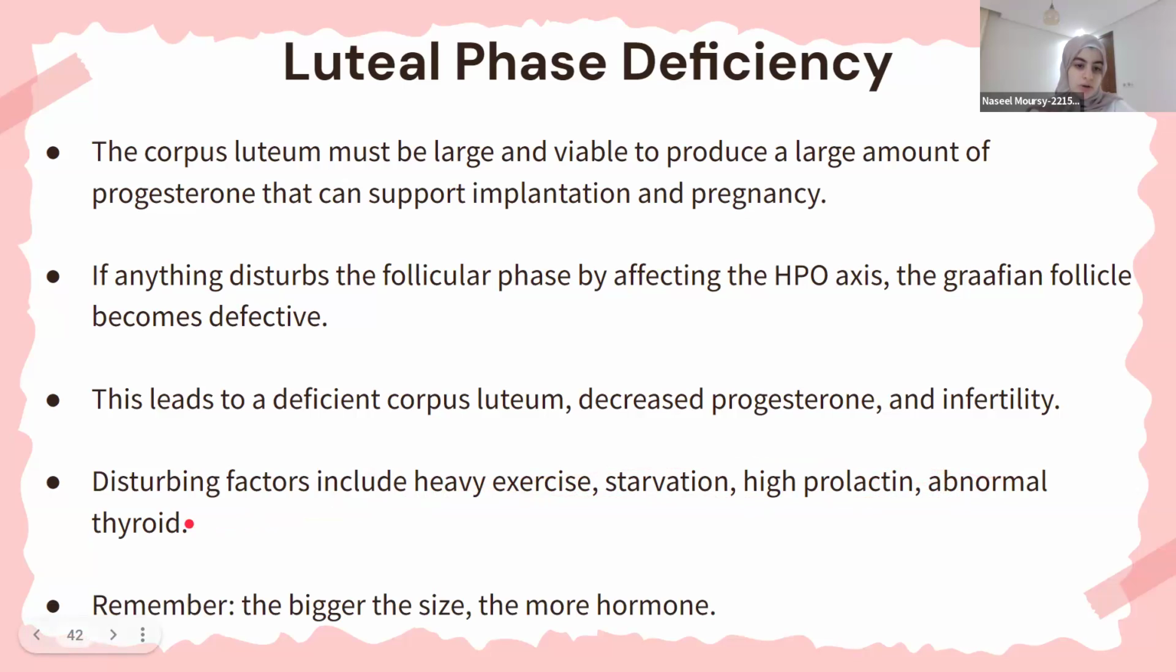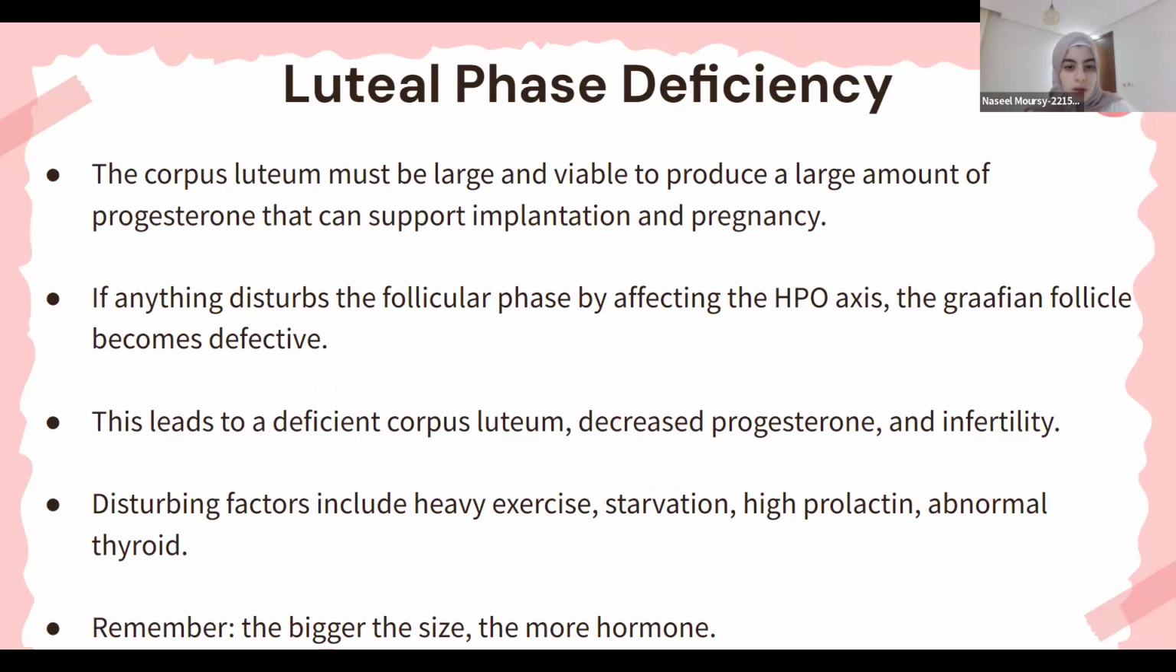Now, what does this show? This says that the bigger the size, the more the hormone, because the bigger the size of the corpus luteum, the more progesterone it will produce. Okay? Yeah, she'll be infertile. Yes, correct. Because the progesterone doesn't go up as much, so her wall isn't thick enough. So because of that, implantation is going to be really hard. Okay?